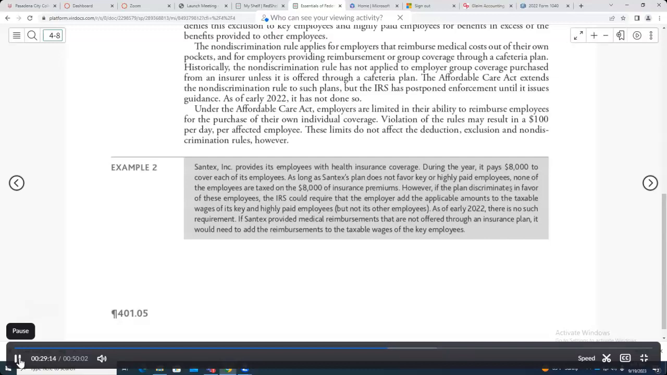However, if the plan discriminates in favor of these employees, the IRS could require that the employer add the applicable amount to the taxable wages of its key employees only. As of early 2022, there is no such requirement. If Santex provided medical reimbursements that are not offered through an insurance plan, it would need to add the reimbursement to the taxable wages of key employees.